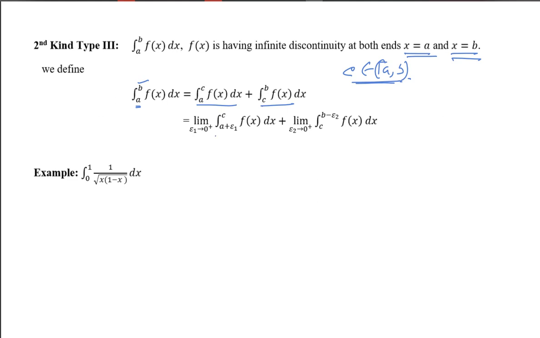So this is type 1, and this is type 2. This is a mixed type 1. Now don't forget to take epsilon 1 and epsilon 2. You always take epsilon 1 and epsilon 2, not both the limit. You can say that both are tending to 0. No issue, both are tending to 0, but the way of tending to 0 may be different. That is, the path may be different. So that's why you will take epsilon 1 tends to 0 and epsilon 2 tends to 0.